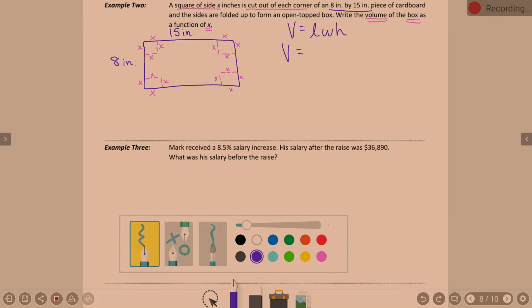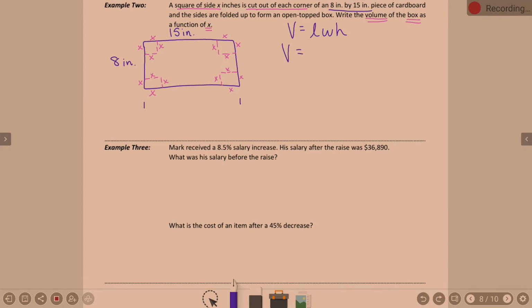Kind of getting messy. But okay, the length from here to here is 15, yes? But what are we really just looking at? That piece right there, yes? So that is a length of 15 minus the 1x minus the other x, so 15 minus 2x. That is my length.